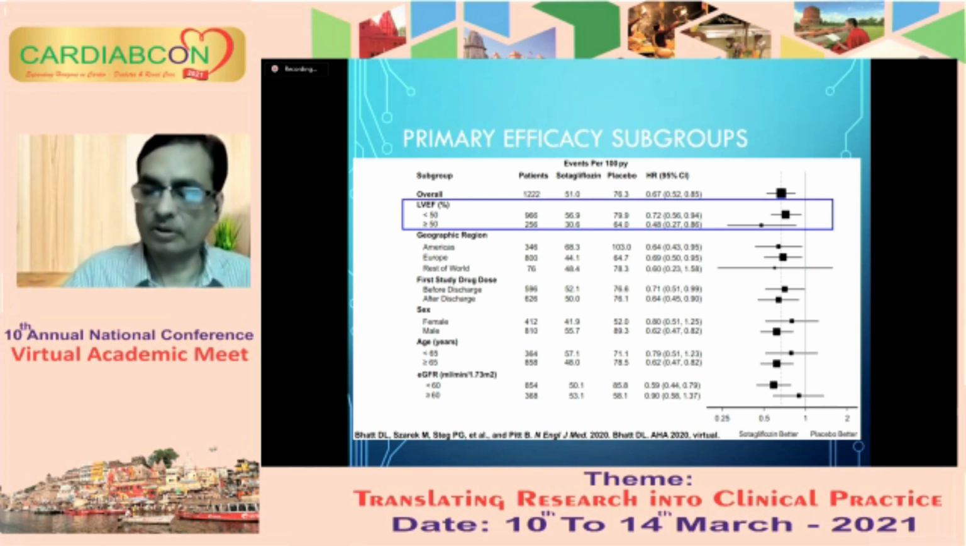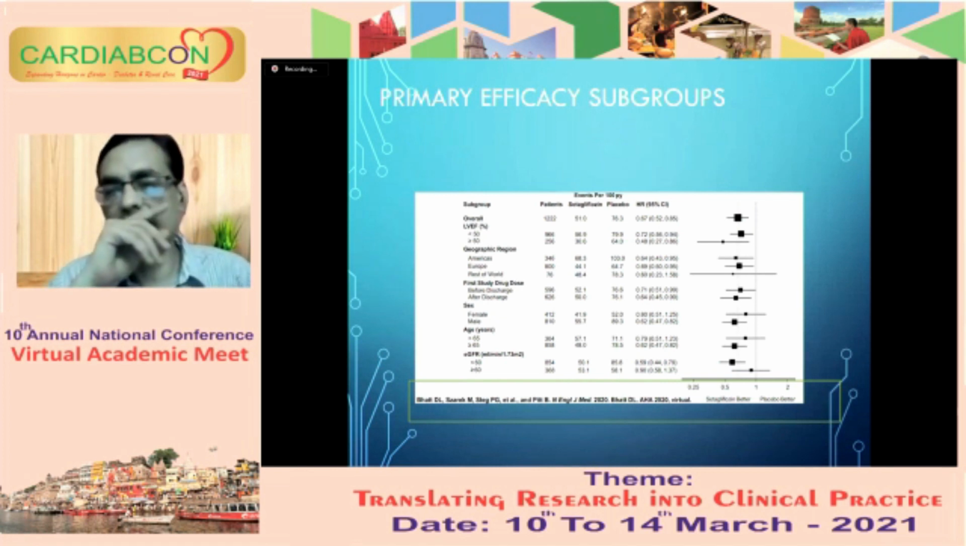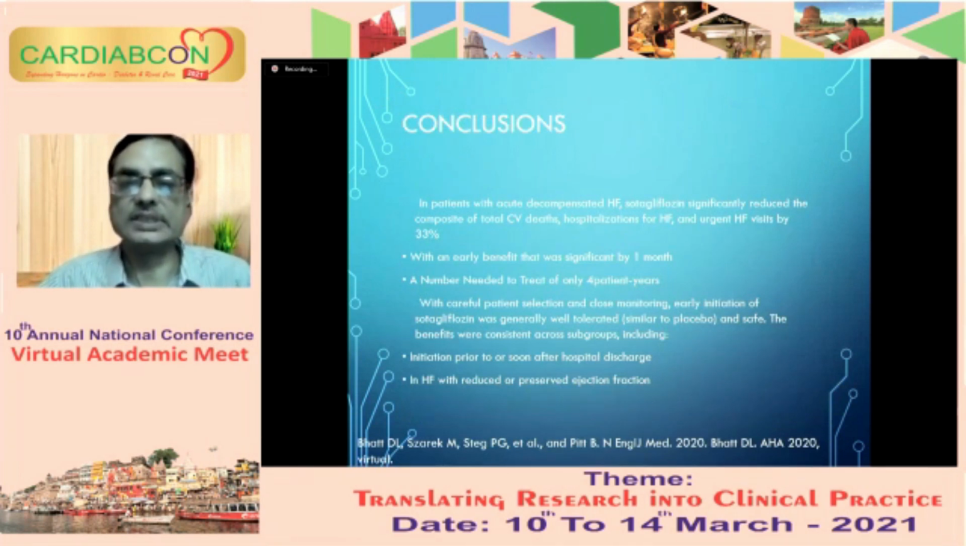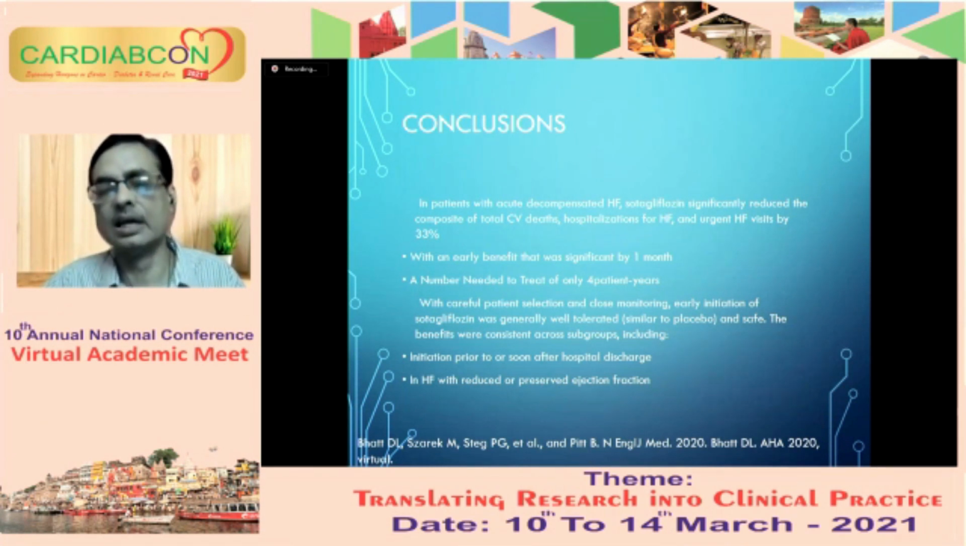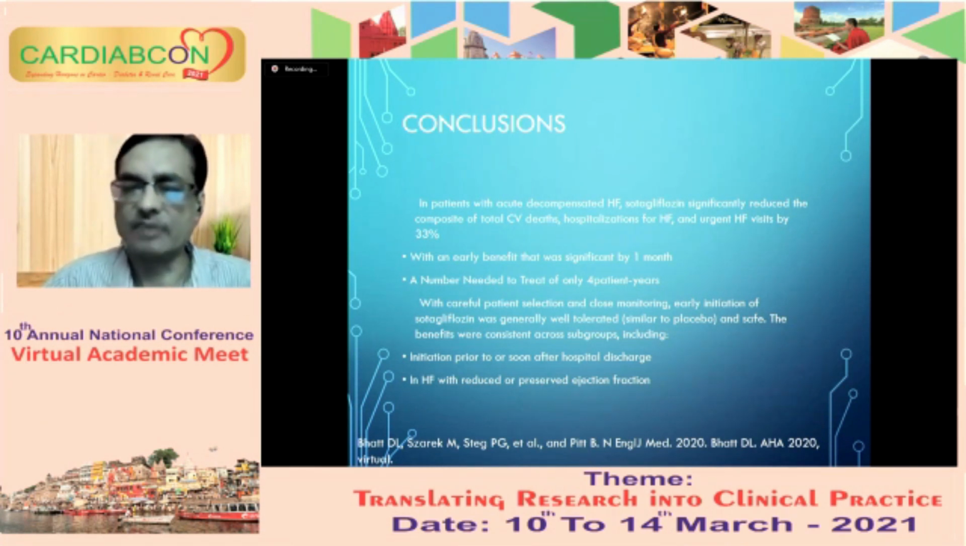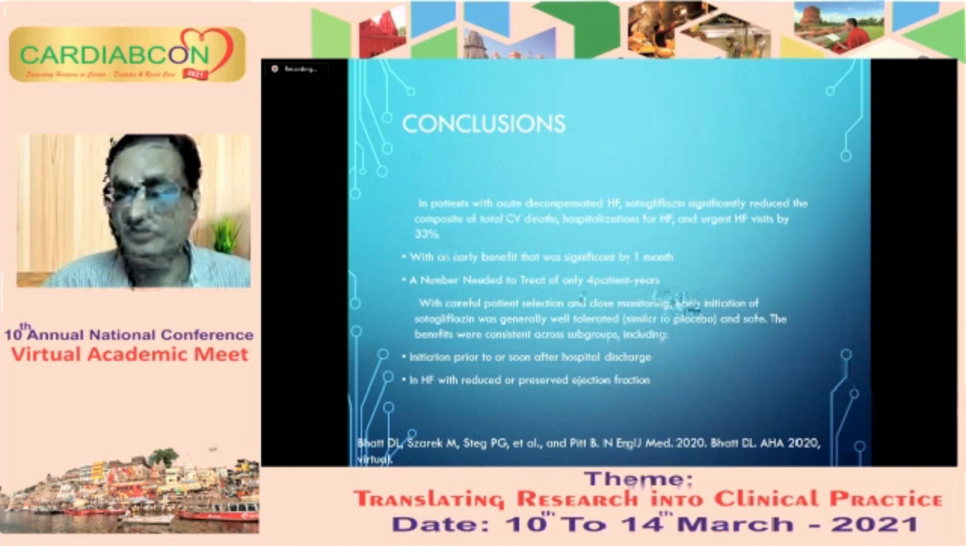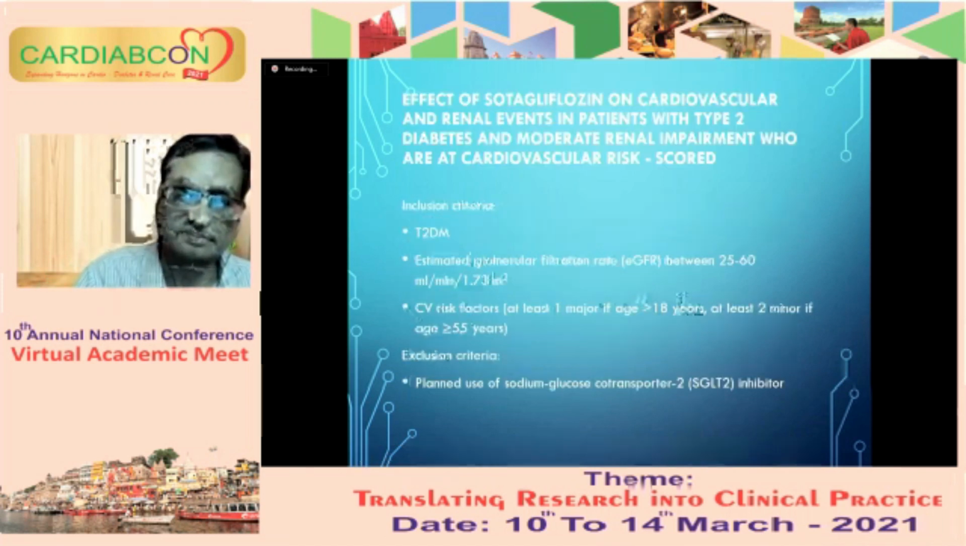So to conclude the SOLOIST-WHF trial, we can always say they definitely reduced the composite endpoints of CV death, hospitalization for heart failure, and urgent heart failure visits by almost 33%. But what was more important, the benefits were seen as early as 1 month, and initiation was even prior to discharge. And some of the benefits were also seen in preserved ejection fraction.